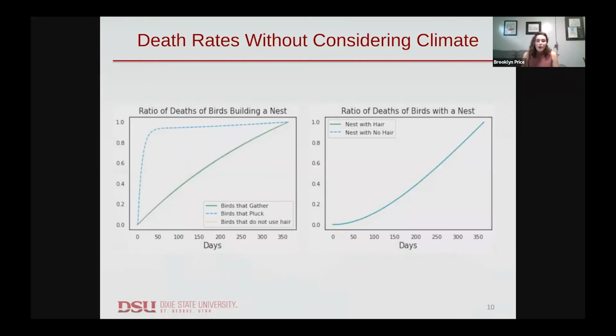And then we also wanted to consider death rates without considering climate, because we thought that potentially having hair in the nest with this insulation and predator protection could extend the lifespan of a bird with hair in the nest.